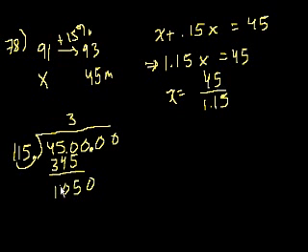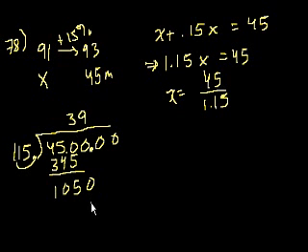Bring down a 0. 115 goes into 1,050 how many times? Let's see. If I did 8, 800, 8. I think it's 8 times because 9. Yeah, 9 would be too. Well, no, actually 900 plus 90 plus 45. Actually, it would be 9 times.